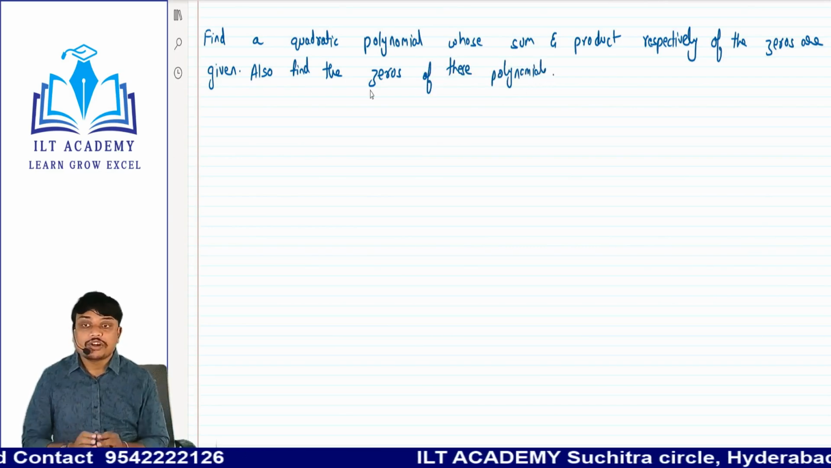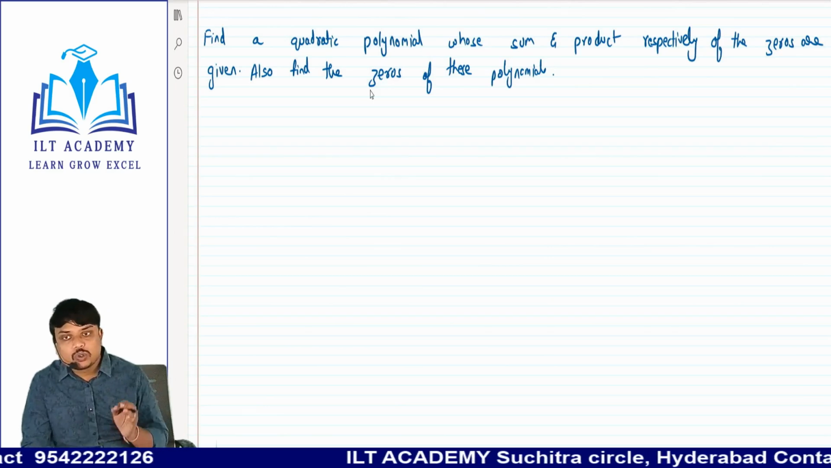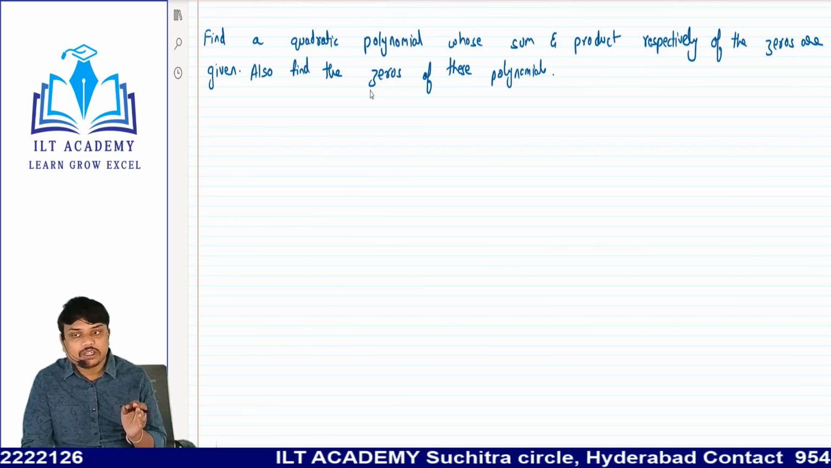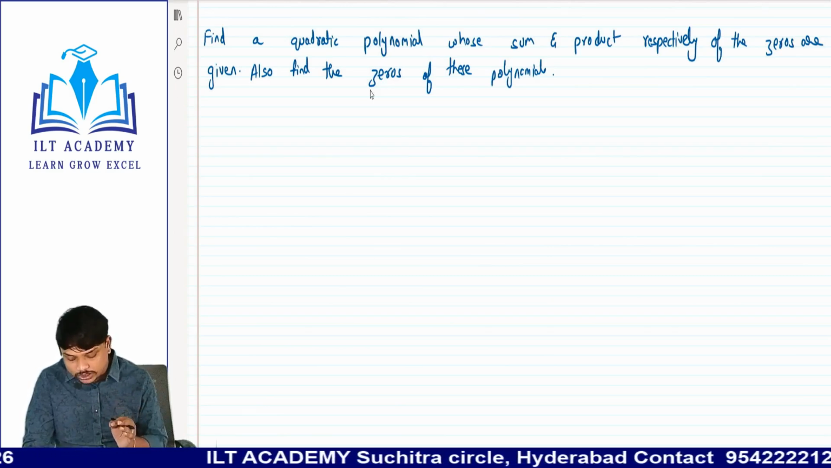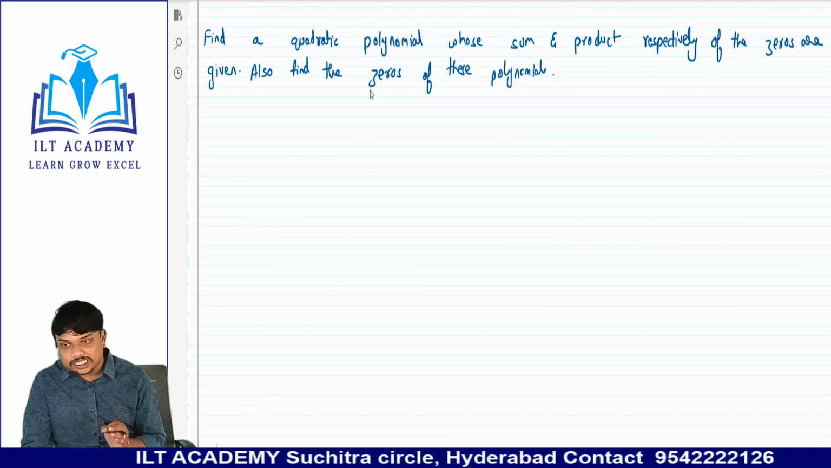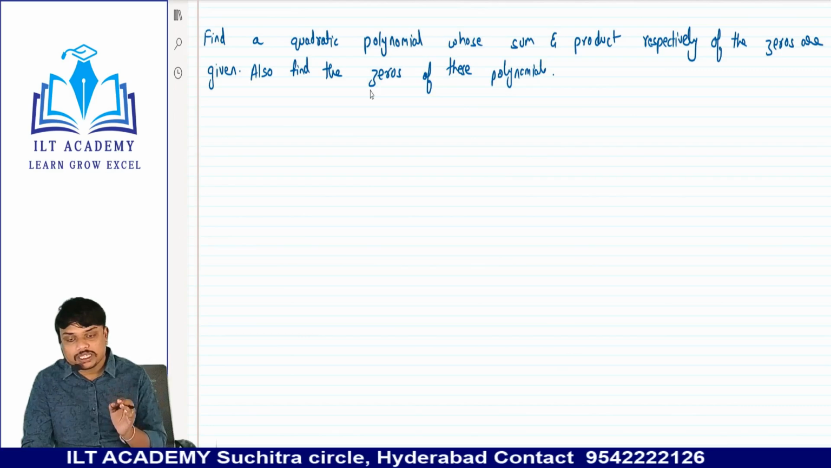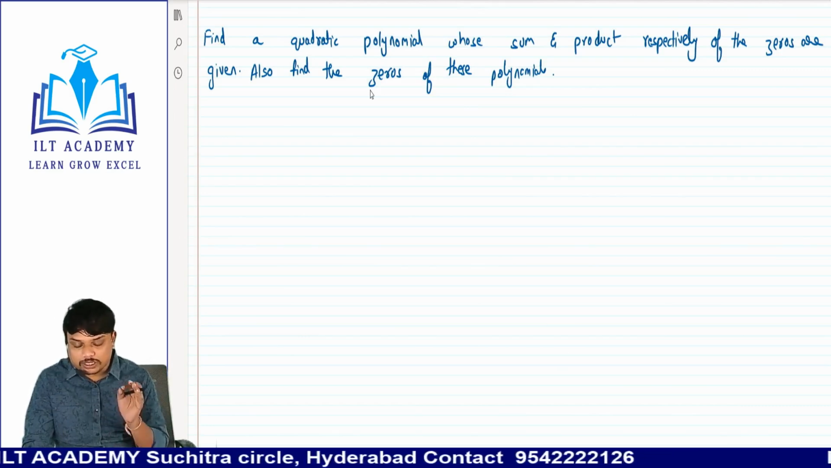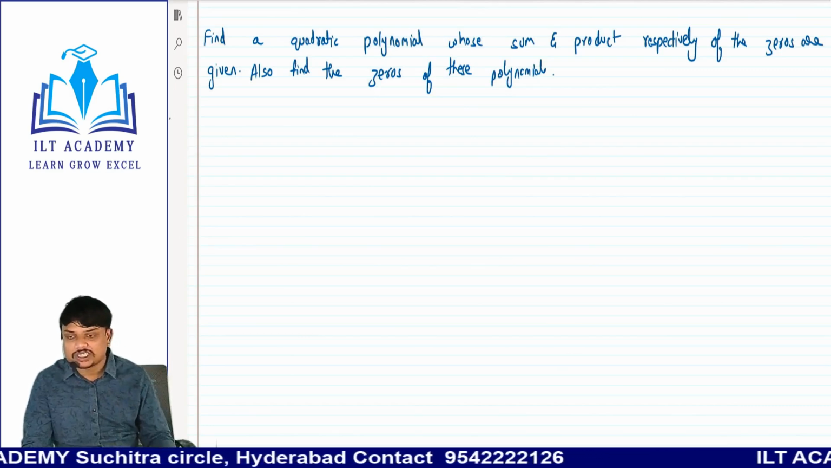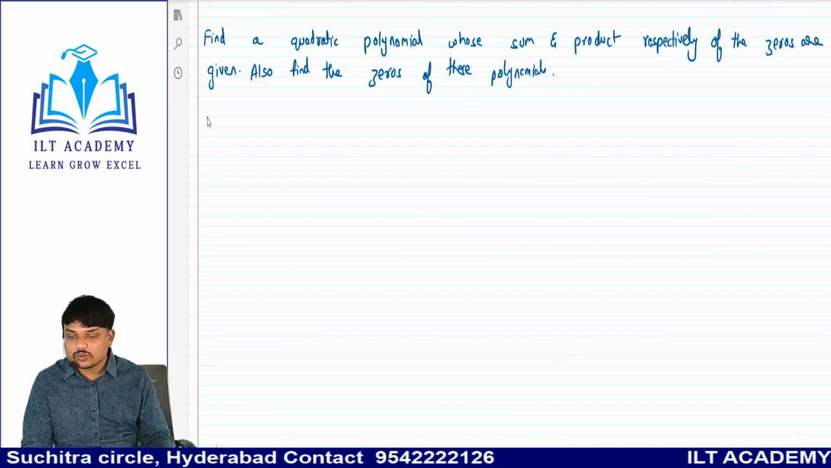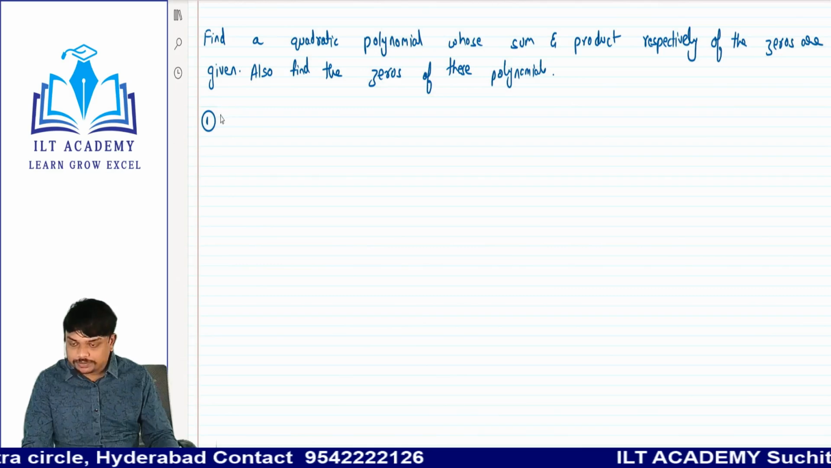अब ये question देखो. Find a quadratic polynomial whose sum and product respectively of the zeros are given, and also find the zeros of the polynomial. Zeros भी find करना है, and इस बार polynomial का sum and product are given. Clear? Last session only I have taught you how to do. Now when sum and product are given, now what is the question?